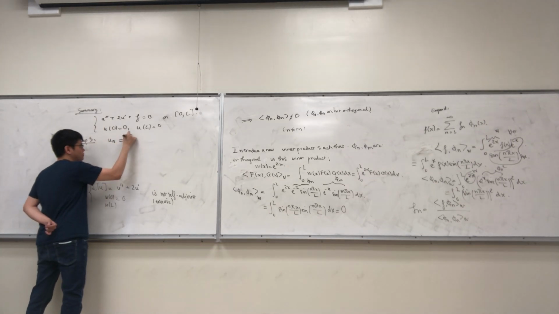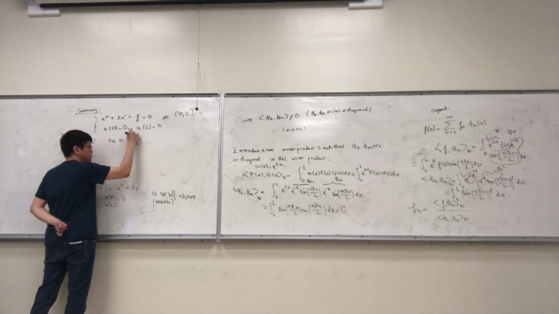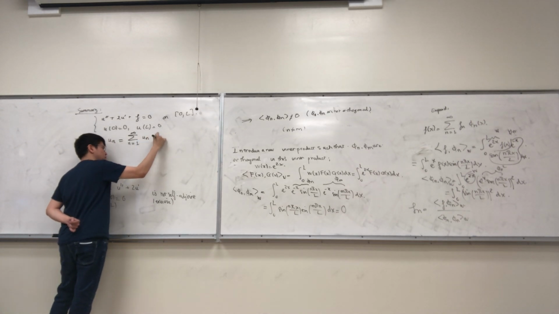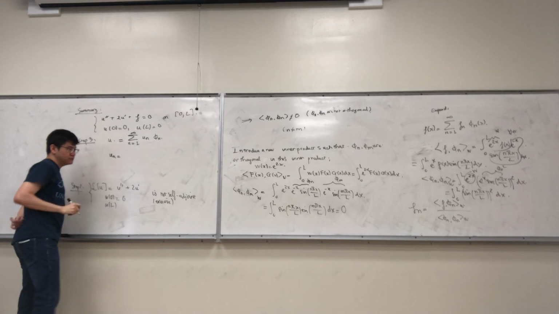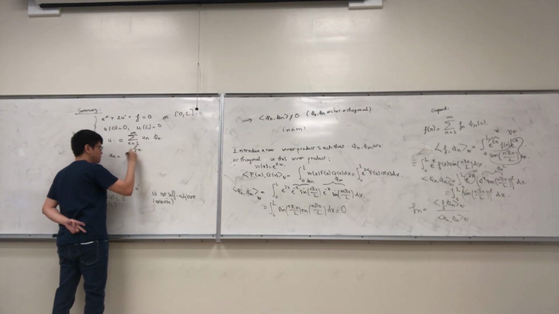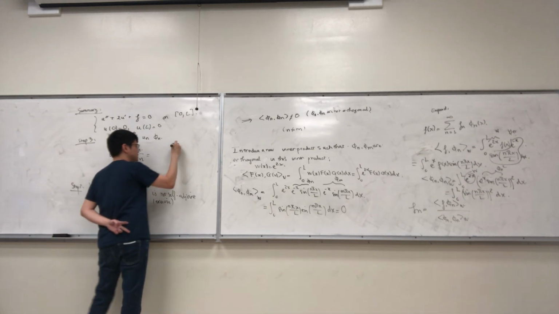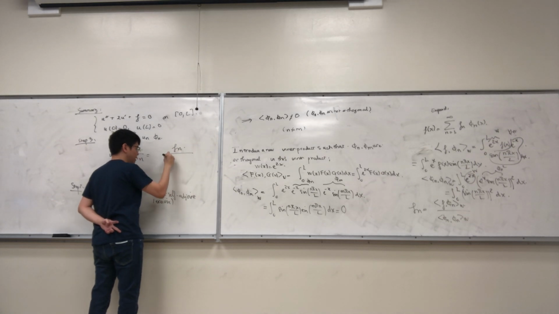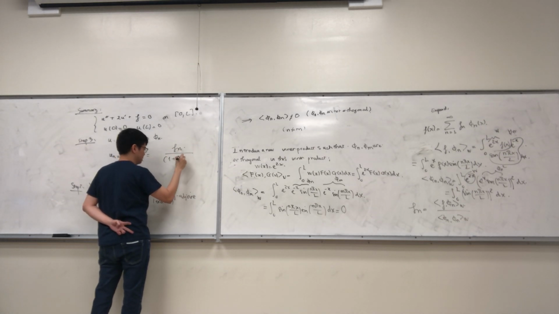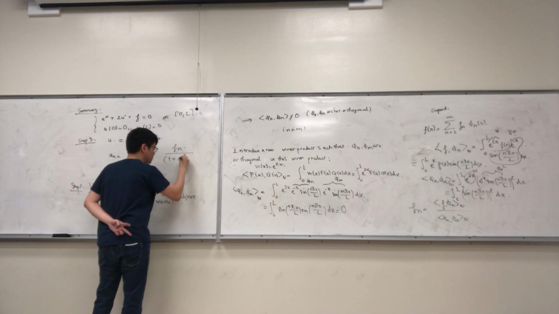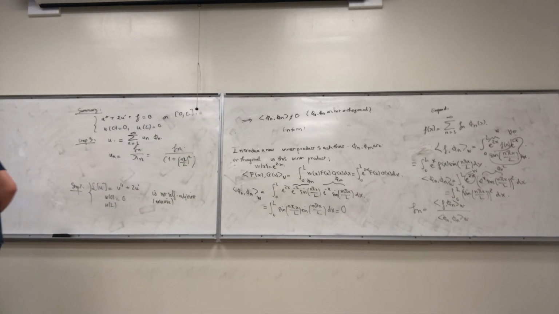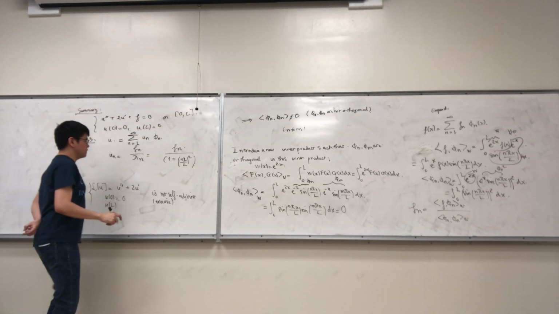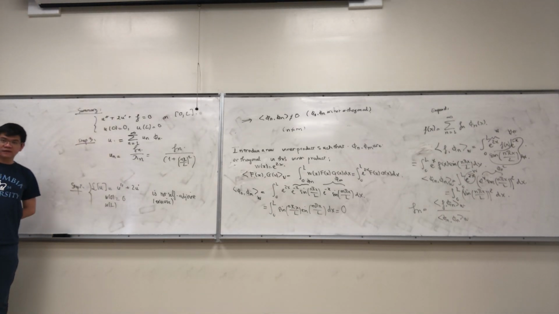u will be the sum when n is going from 1 to infinity of un phi n, and un will be fn divided by lambda n, which means that this is fn divided by 1 plus n pi over l squared.